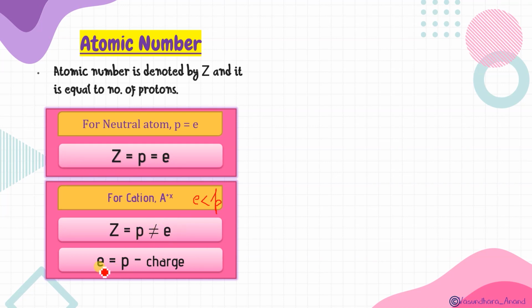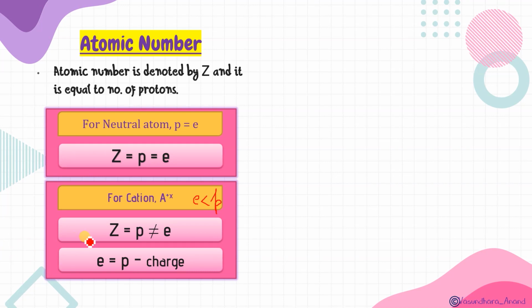So how will you find it? To find the electron, what will you do? What was there previously, that means equal to proton, minus whatever the charge is here, like x. So however many electrons it lost, we will subtract that, and we will get the electron. Is it clear? Let me repeat it again.